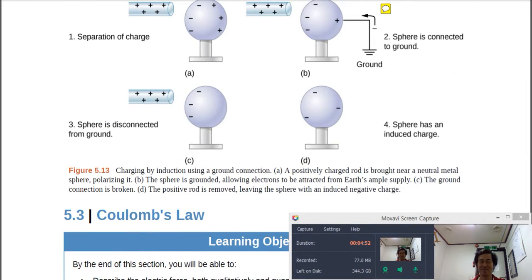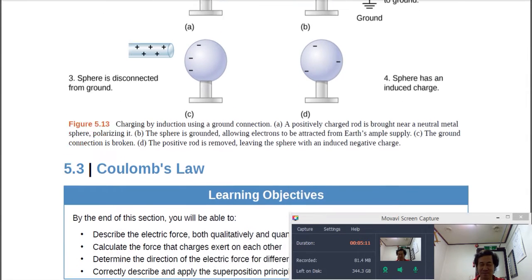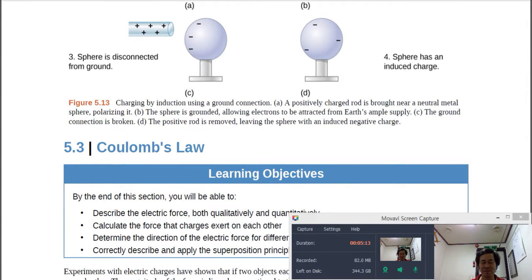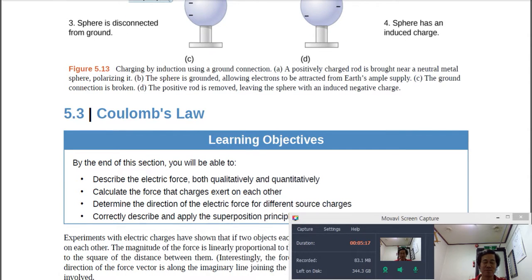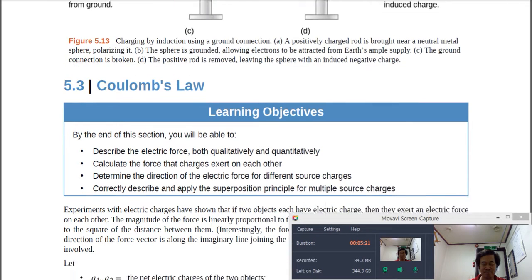Okay, here we are. So this is the way you charge the conducting sphere by grounding. Okay, let me move on to section 5.3, Coulomb's law.